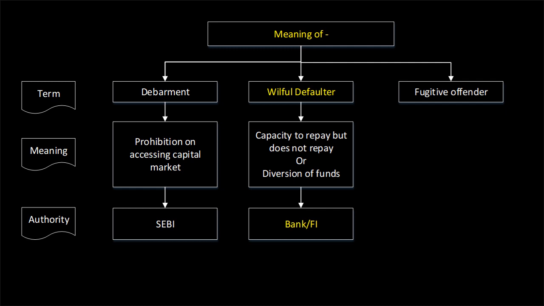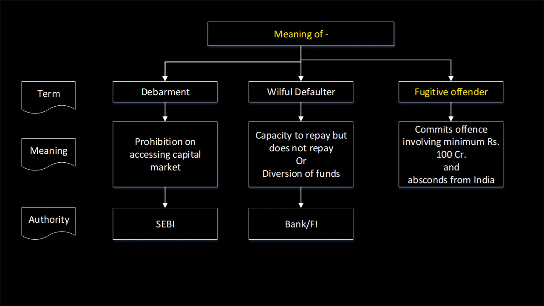Now let us see the meaning of fugitive offender. In simple words, fugitive offender means fraudster, but the word fraudster doesn't look good, so we have given it a fancy name, fugitive offender. A fugitive offender is a person who commits a specific crime involving money of rupees 100 crore or more and absconds from India or refuses to come back to India. Special courts have the power to declare a person to be a fugitive offender. For your general knowledge, the first fugitive offender of our country was Vijay Mallya and the second fugitive offender was Nirav Modi.